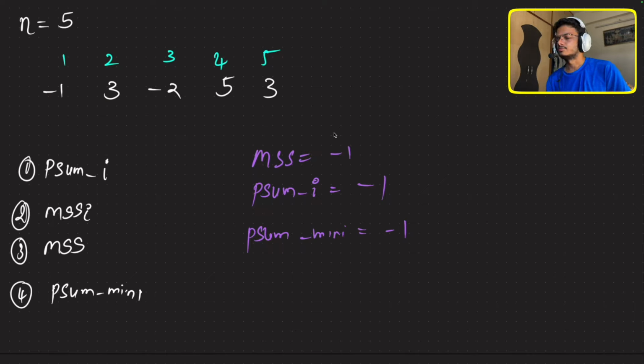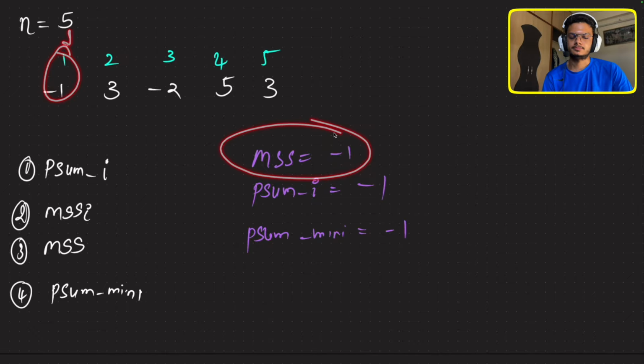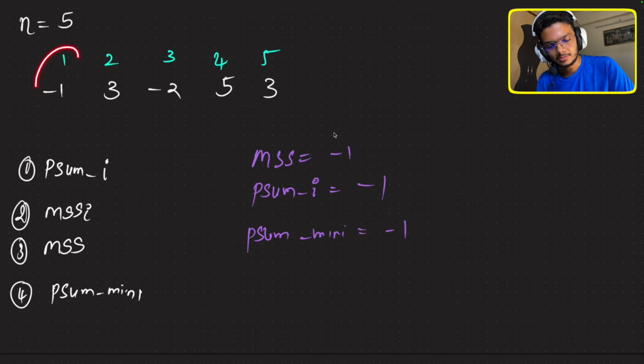Okay. So this also makes sense. What are these values? Maximum subarray sum ending at index 1 is actually -1, right? And prefix sum till 1 is also -1, and the minimum prefix sum till this part is also -1. So this makes sense. Let's move ahead step by step.